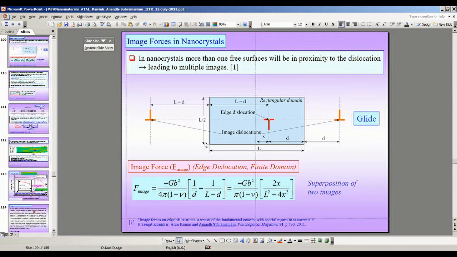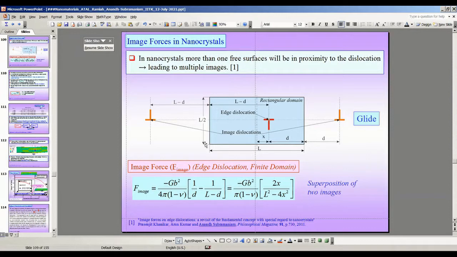And when you go to nanoparticles, these dislocations can spontaneously move. You didn't apply any stress from outside or any constraints. It spontaneously moved and left the surface. And this happens typically in the range of tens of nanometers, and you would have a dislocation-free crystal. And this happened because of the image force.